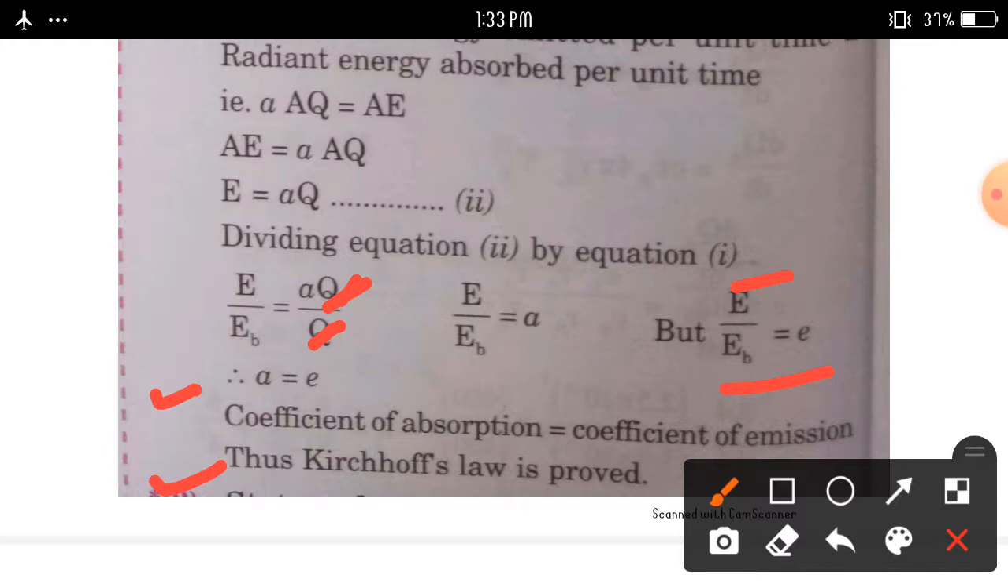Some questions asked on this topic: State Kirchhoff's law of radiation and give its theoretical proof. Repeat, state Kirchhoff's law of radiation and give its theoretical proof.